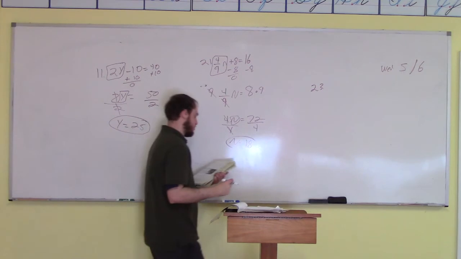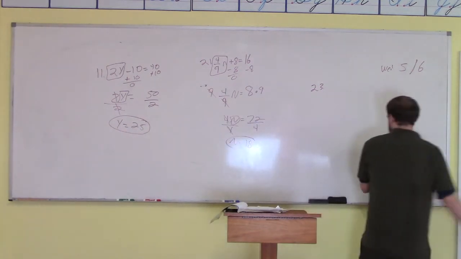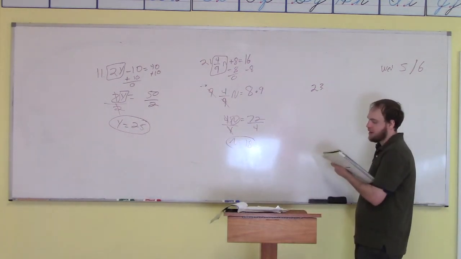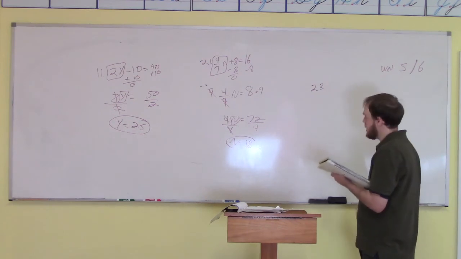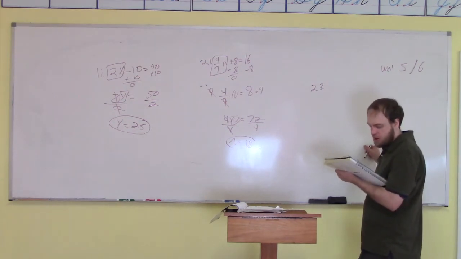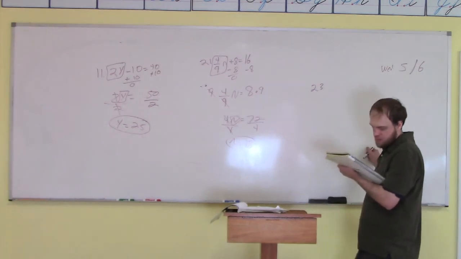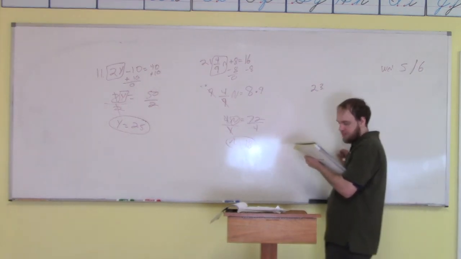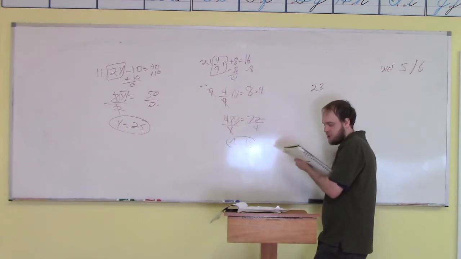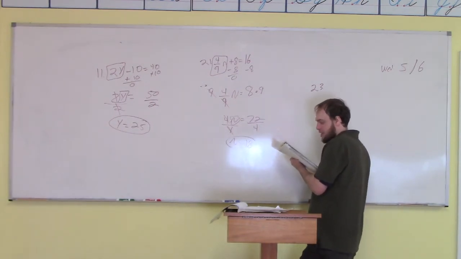Problems 11 through 22 work exactly like that. Number 23 we'll do together as well. It says a certain number is 4 less than 3 times another number. If the sum of the numbers is 16, what are the numbers?